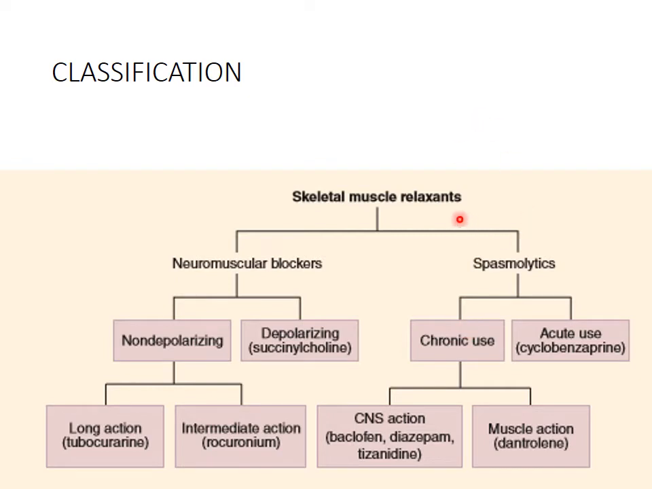Here is the classification. It is present in your books and you may be asked in your SEQs, so memorize it. You can see here there are two types: neuromuscular blockers and spasmolytics. Under neuromuscular blockers, we have two types of skeletal muscle relaxants: number one may be non-depolarizing, and number two may be depolarizing. Depolarizing is only one, that is succinylcholine, and the non-depolarizing are again divided into long acting, intermediate acting, and short acting. Similarly, spasmolytics may be for chronic use or for acute use. We are going to discuss one by one.